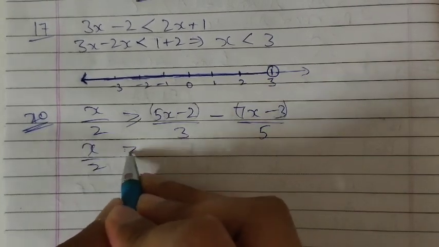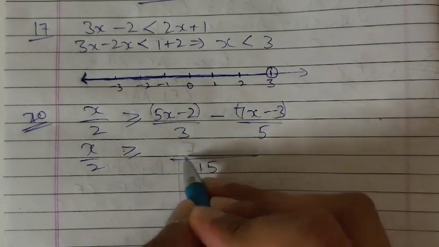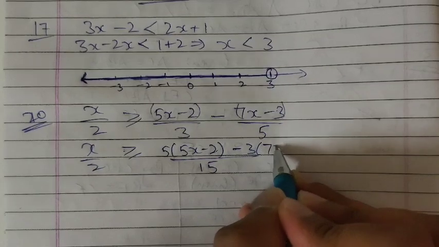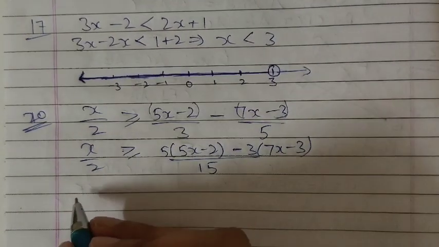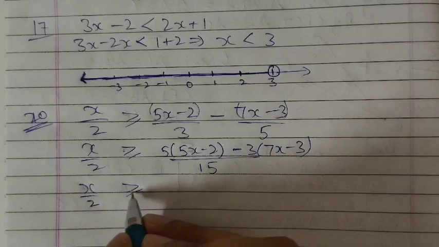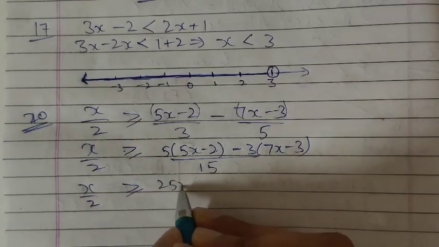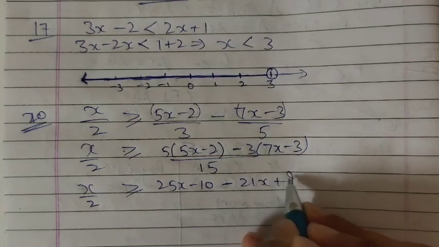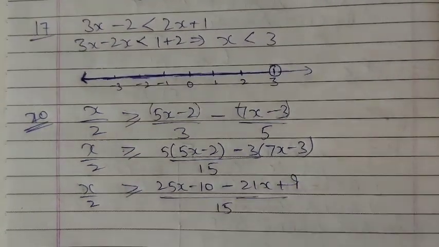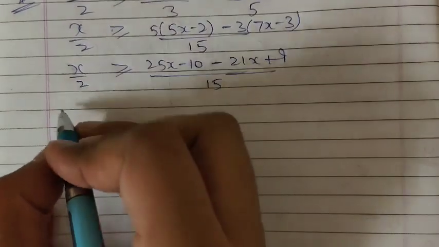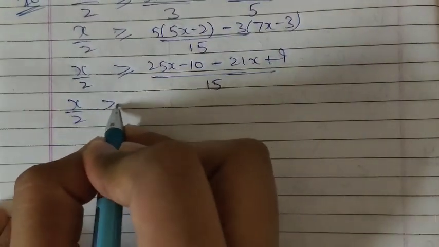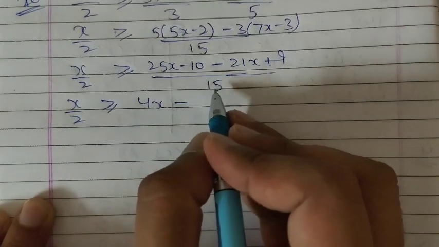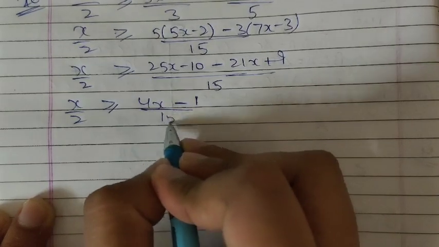x upon 2 is greater than or equal to, LCM is 15, 5 bracket 5x minus 2 minus 3 bracket 7x minus 3, right? So x upon 2 is greater than or equal to 25x minus 10 minus 21x plus 9, divided by 15. So x upon 2 is greater than or equal to 25 minus 21 is 4x, minus 10 plus 9 is minus 1, upon 15, right?